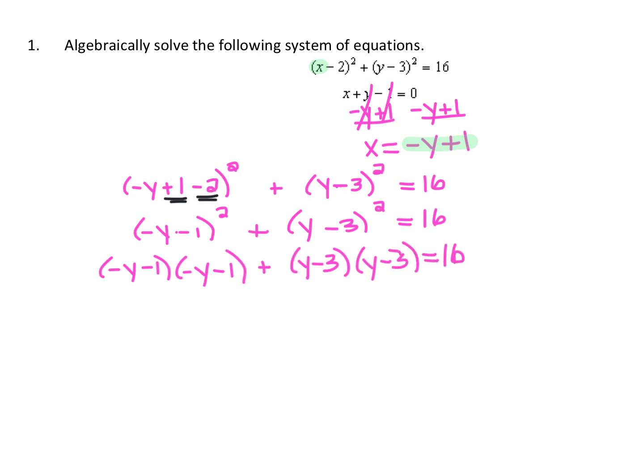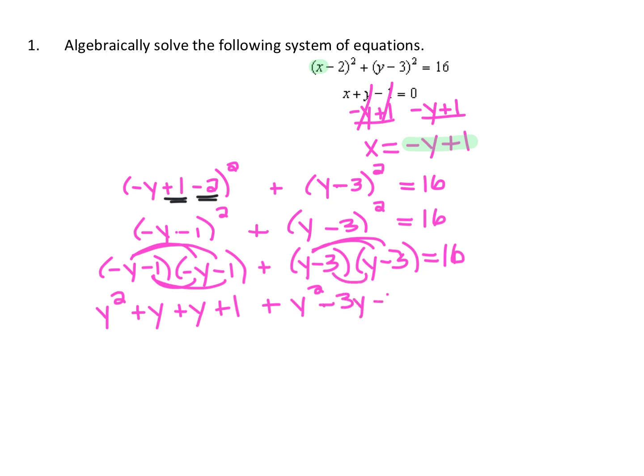All right, and let's distribute. So negative y times negative y would be positive y squared. Negative y times negative 1 is positive y. Negative 1 times negative y is another positive y. And negative 1 times negative 1 is positive 1. Then I'm going to bring this plus sign down and let's keep distributing. y times y is y squared. y times negative 3 is negative 3y. Negative 3 times y is negative 3y. And negative 3 times negative 3 is positive 9. All right, and we're going to bring down the equals 16.